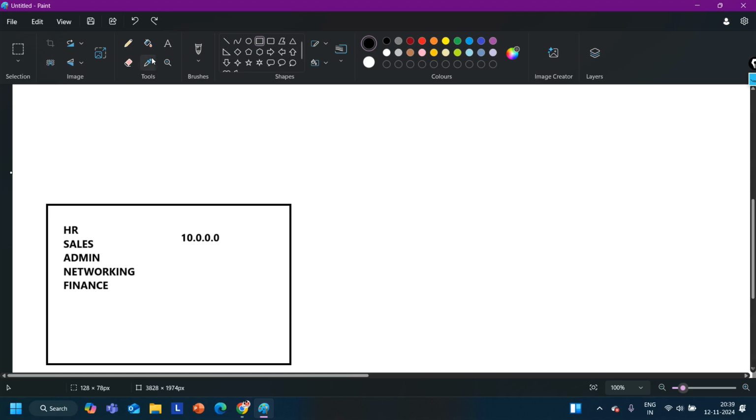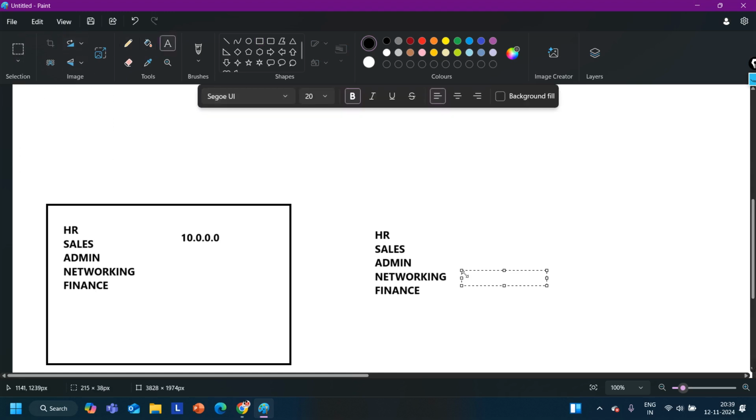But on the other hand, if we have a separate subnet for each department, then we can configure quality of service, say for the networking department, whose subnet is different. Here the subnet is 10.1.0.0, here 10.2.0.0, here 10.3.0.0, here 10.4.0.0. So now I can configure security for this particular network. I can configure quality of service and priority, and prioritize the traffic for this subnet.